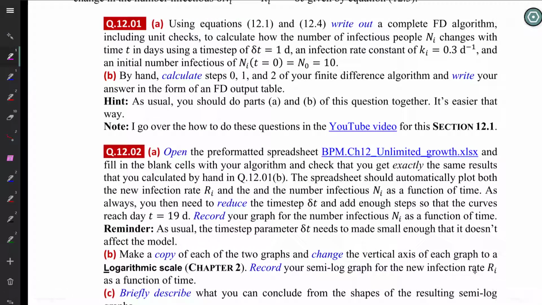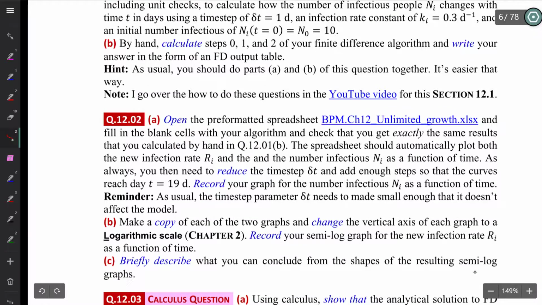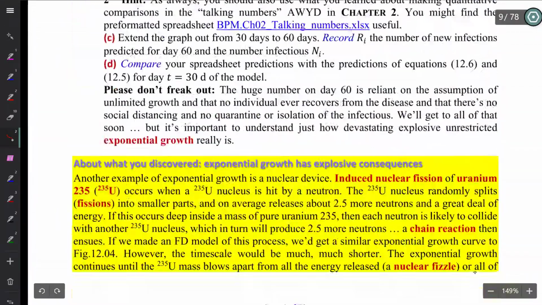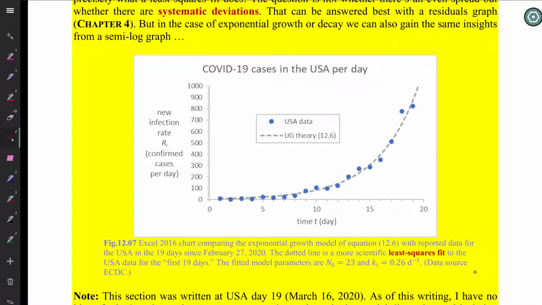In question 1, we go over how to write an algorithm, and there's a separate YouTube video about how to do that if students have trouble. They start out by downloading a pre-formatted spreadsheet, and with that spreadsheet they're able to generate a finite difference model of the unlimited growth model, and then eventually compare it with USA data.